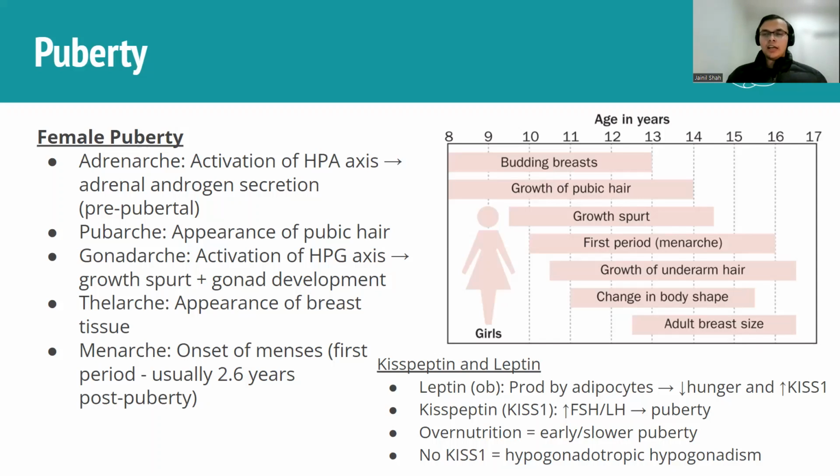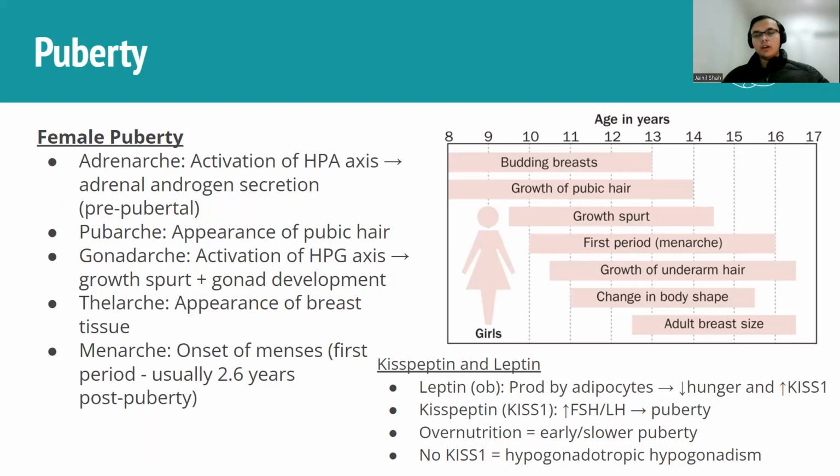So they're going to have low hunger, which makes sense. The more you eat, the less hungry you're going to get. But they're also going to have a higher level of KISS1. And that'll become important in a second, because KISS1 is responsible for increasing the levels of FSH and LH, and therefore causing the onset of puberty. So if you are well nourished, you have high levels of leptin, less hunger, high levels of KISS1, high levels of FSH and LH, and then earlier onset of puberty.